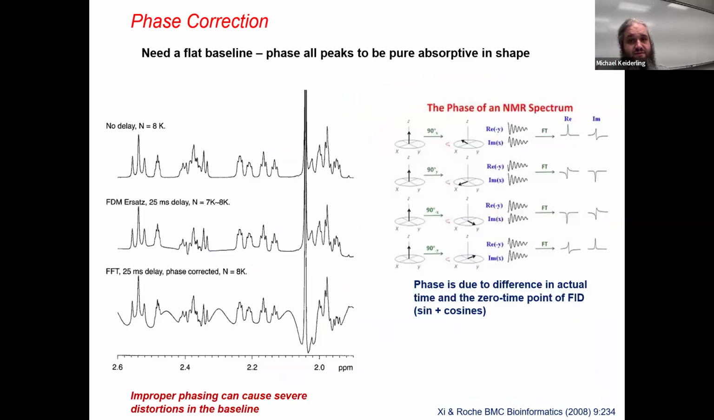And you need to get the phase right, otherwise your peaks look weird and are hard to read. So improper phasing can give you these weird distortions in your baseline. So phase is due to the difference in the actual time and the 0 point. Now this can be fixed in analysis. You just need to correct the phase and how you're doing the Fourier transform generally.